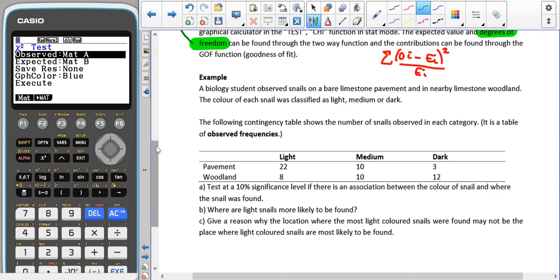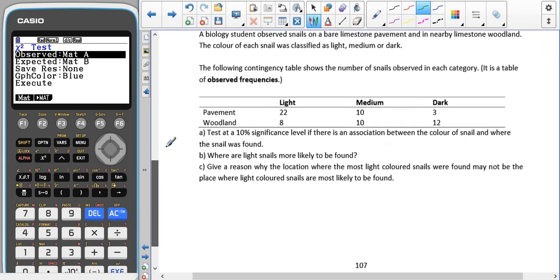So you can see here that we're showing two different bits of information. We're showing the colour category of each of the snails, and at the same time we're looking at where the snail was found. And we're trying to test at a 10% significance level whether there is an association between the colour of snail and where the snail was found.